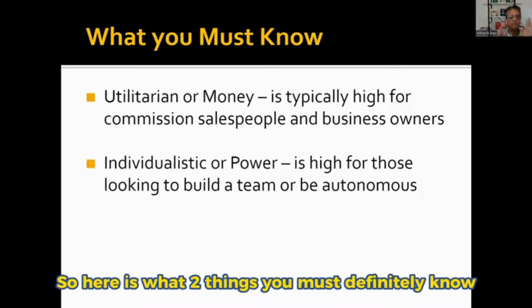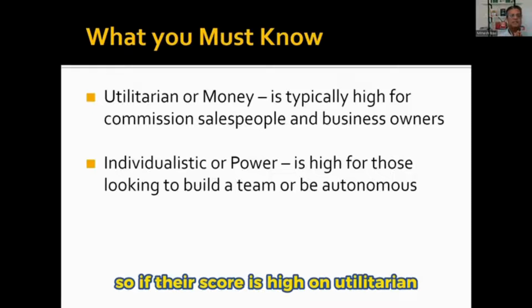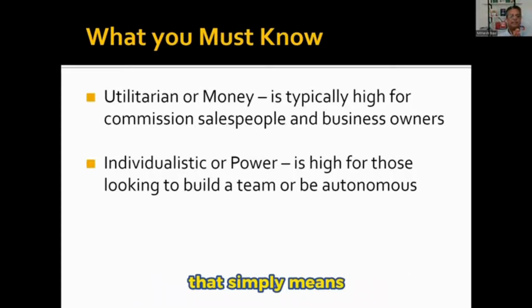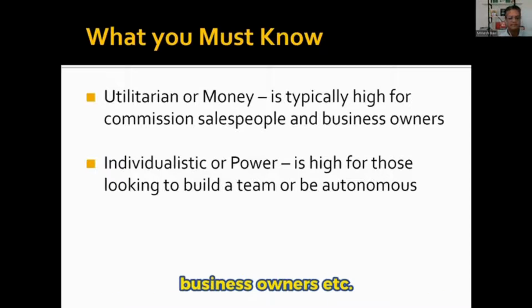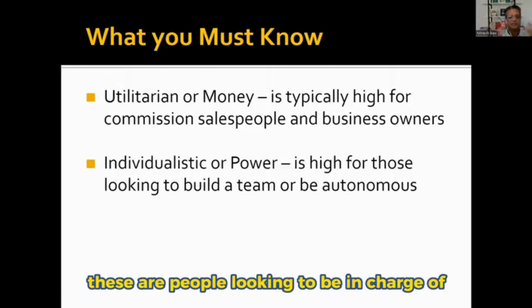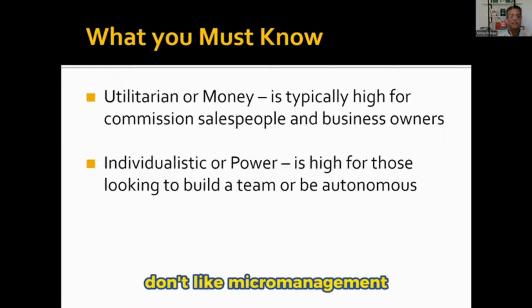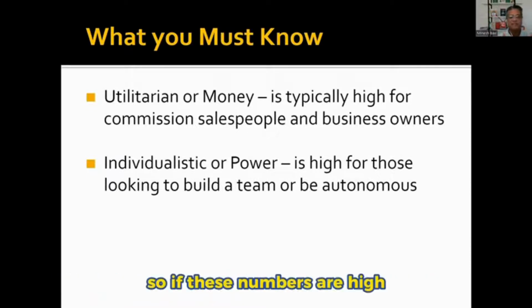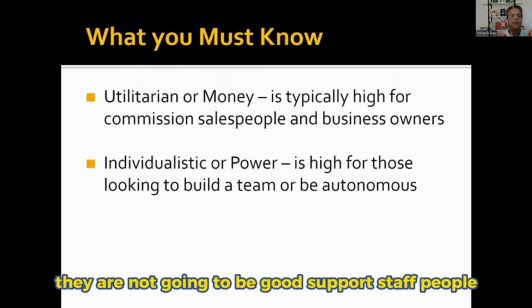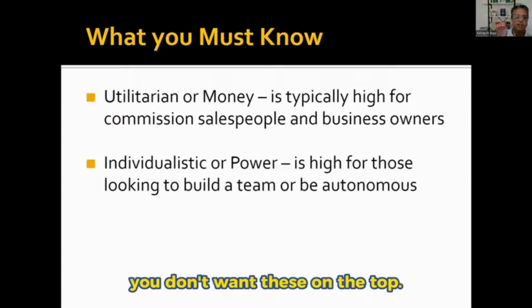So here are the 2 things you must definitely know. Number 1 is money. If their score is high on utilitarian, that simply means they will gravitate towards being commission-based salespeople, business owners, etc. Individualistic or power, these are people looking to be in charge of their destiny. They may be people who are independent, don't like micromanagement, and they're looking to build a team or be autonomous. So if these numbers are high, they are not going to be good support staff people. Please remember that very clearly. You don't want these on the top.